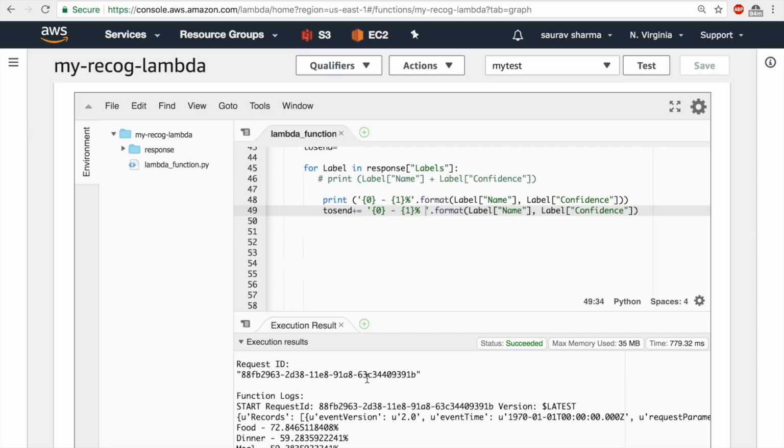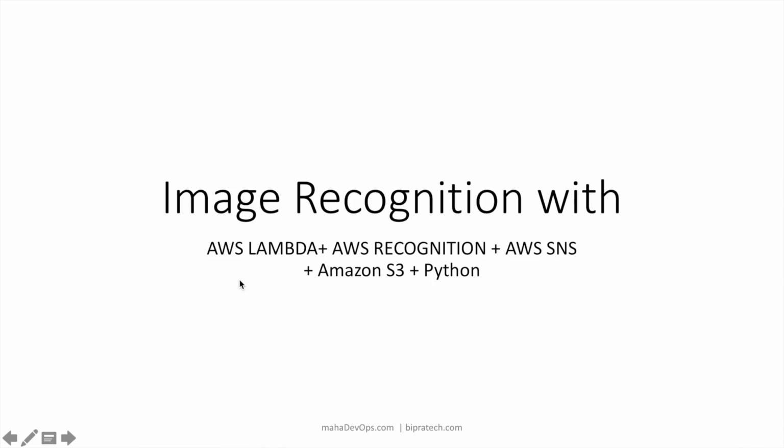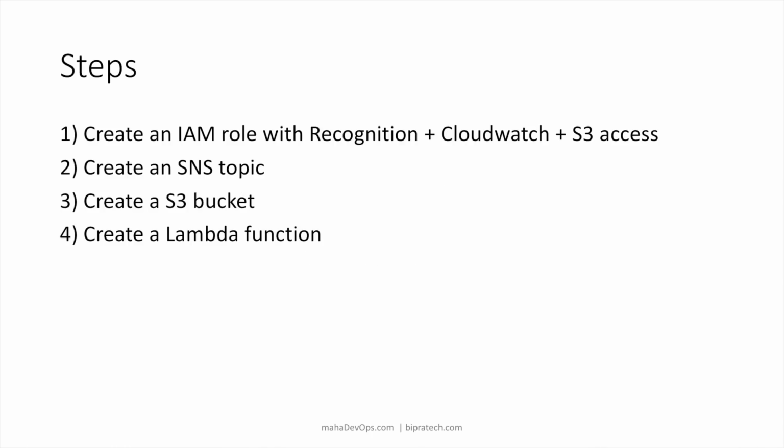So to quickly review, what we did was we created an IAM role, we created an SNS topic, we created an S3 bucket, then a Lambda function with the blueprint, and we just made some changes, and we were able to send ourselves an email whenever you uploaded an image to your S3 bucket. And so that's how you do it.